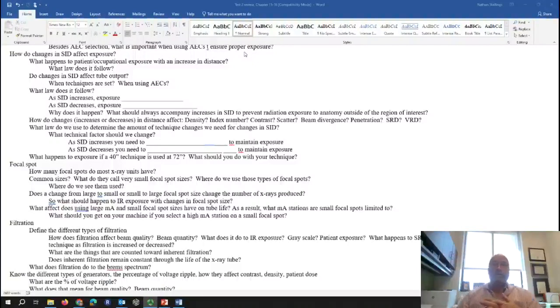So what happens to patient occupational exposure with an increase in distance? Distance assumed here is SID. So unless the question asks otherwise, assume anytime that you're talking about distance, it's going to be SID. OID is going to affect some things that we're going to talk about later in the semester, but for right now, what we're talking about is distance. If you just see distance, assume SID. So it's going to decrease. What law does it follow? That will be the inverse square law. As we increase SID, we lose exposure according to the square of the distance.